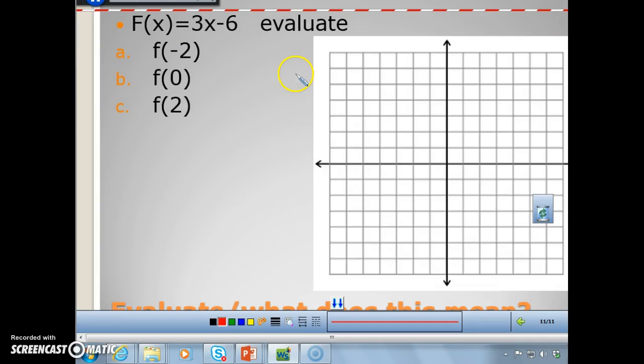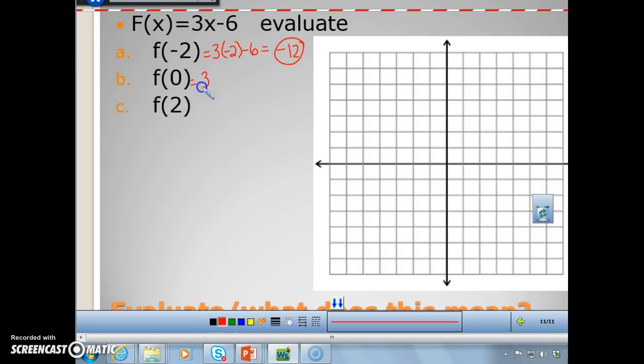Evaluate does not mean to solve. If we solve, then our answer looks like x equals 2 or x equals 5. But to evaluate means that we're going to substitute. So I'm going to replace my x with a negative 2. And then I'm going to do some arithmetic. So 3 times negative 2, negative 6, minus 6 is negative 12. So I just get a number when I evaluate.